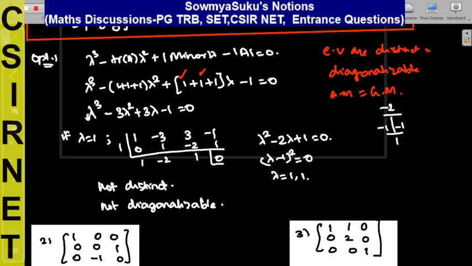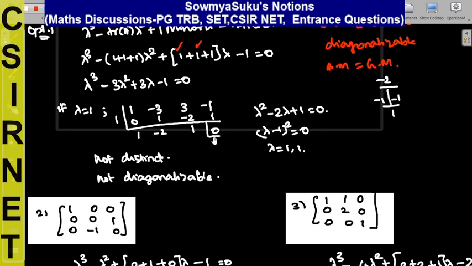Write the coefficients 1, minus 3, 3, minus 1 and put this 1. The first number always be 0. So 1 plus 0, 1. 1 into 1, 1. So here minus 2 into 1, minus 2. So here 1, 1 into 1, 1. So this will be 0. Okay, here we should get 0. So that this value is 1. Okay, one of the eigenvalue.